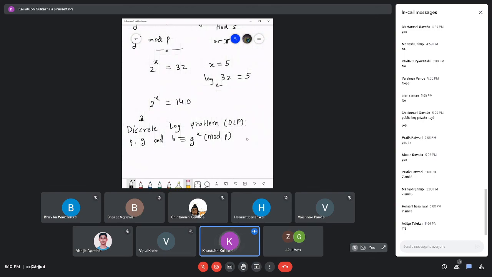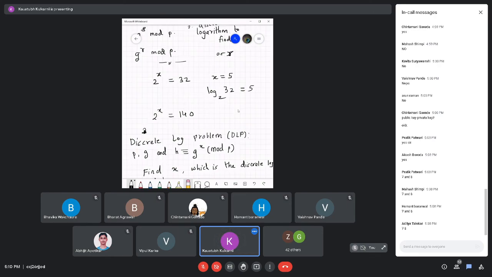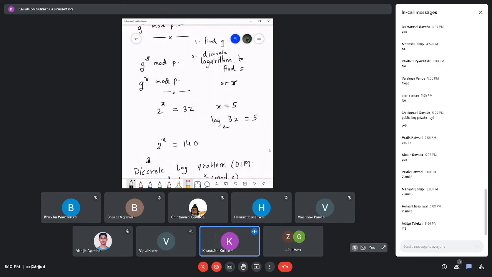You have to find x, which is the discrete log of h. Is the problem clear? This is the problem statement. This is what we want to find. Is it clear? Any questions?